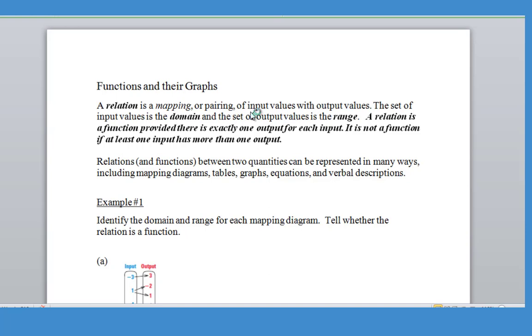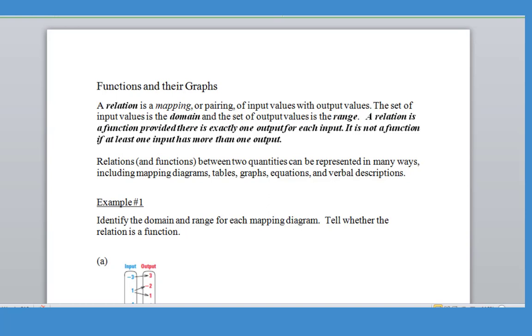And a relation is just really simply a pairing of values. So we have one value paired up with a second value, and we call these values the inputs and the output values. Now, in this particular lesson, terminology becomes extremely important, so you must know the language because the language is going to guide you to the answer.